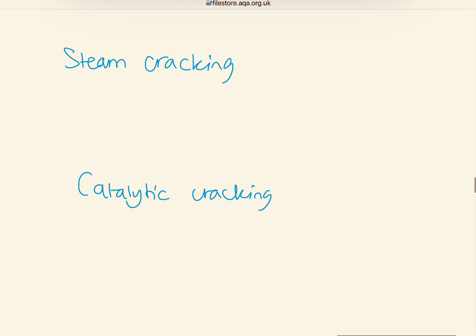Steam cracking is done by using water or steam, so very high temperature. Catalytic cracking is done by using a catalyst. Shocker.